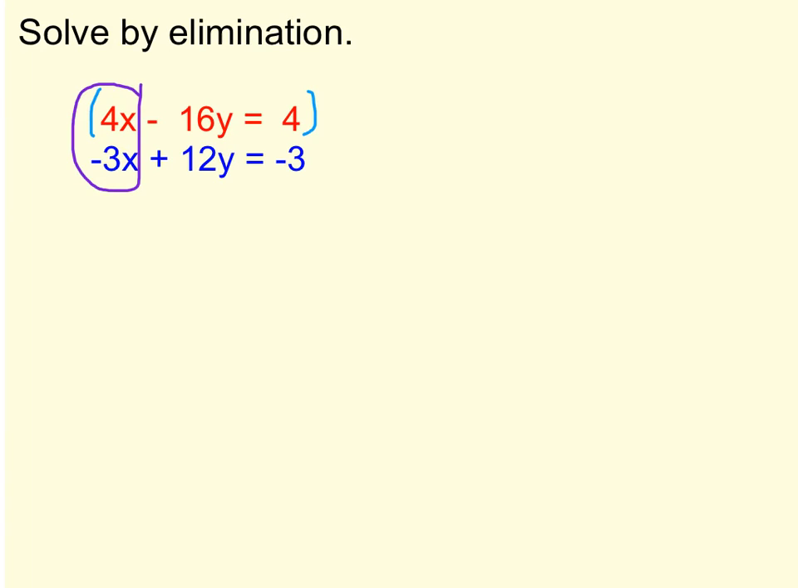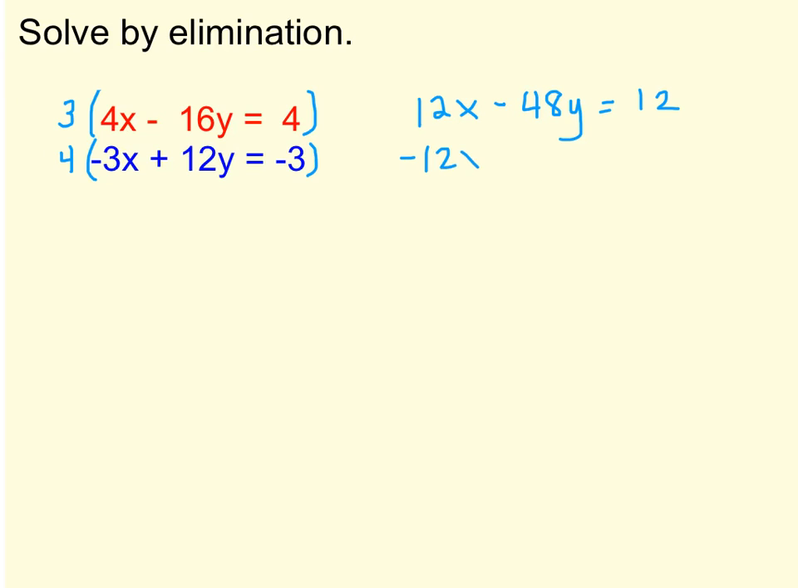So the first one I'm going to multiply by, let me see if I can, there we go, I can erase that. Let's multiply the top one by 3. That's going to give us 12x minus 48y equals 12. Now the bottom equation, we want that negative 3 to multiply up to a negative 12, so we can multiply it by 4. 4 times negative 3x is negative 12x. 4 times 12y is 48y. And 4 times negative 3 is negative 12.